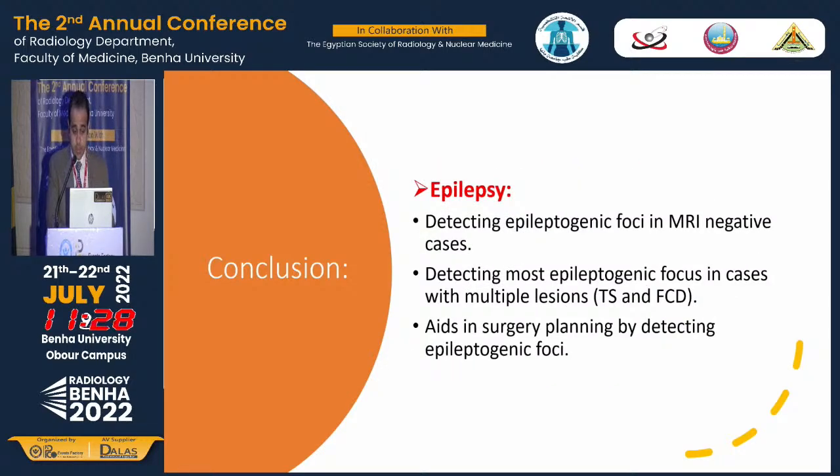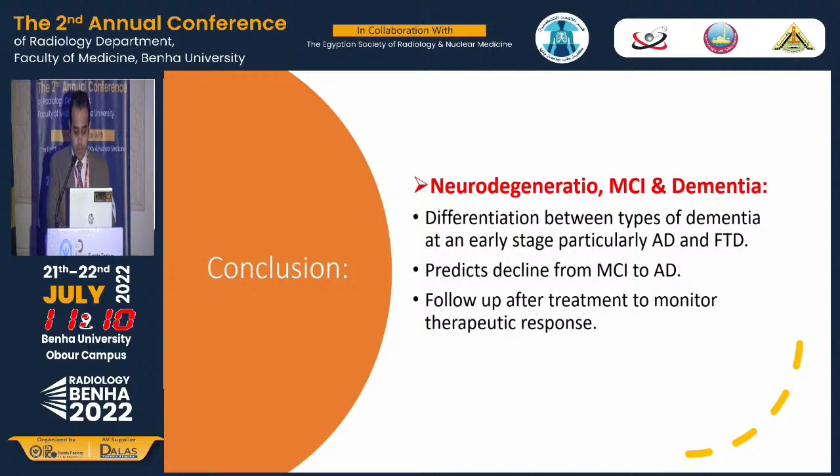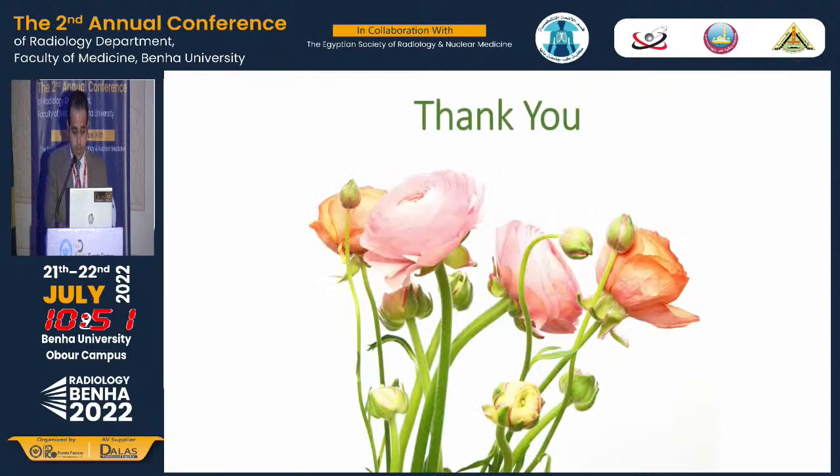In epilepsy, it helps in detecting epileptogenic foci in MRI negative cases, detecting the most epileptogenic focus in cases with multiple lesions, like in tuberous sclerosis and focal cortical dysplasia. Also, it aids in surgery planning by detecting epileptogenic foci. Finally, in neurodegeneration, mild cognitive impairment, and dementia, it differentiates between types of dementia at an early stage, particularly Alzheimer's and frontotemporal dementia. It predicts decline from mild cognitive impairment to Alzheimer's disease, and it's used in follow-up after treatment to monitor therapeutic response. Thank you.